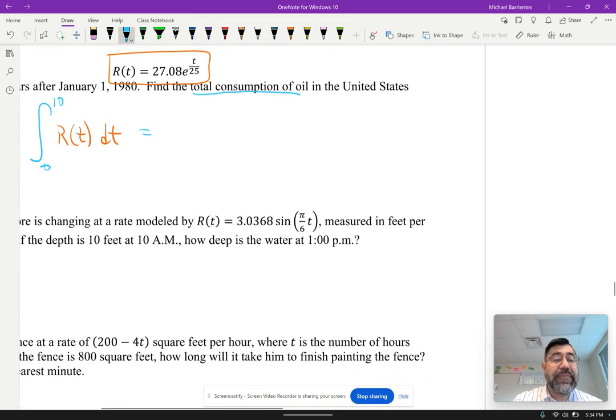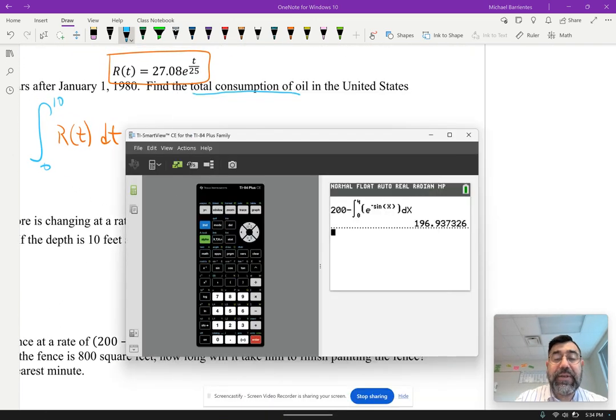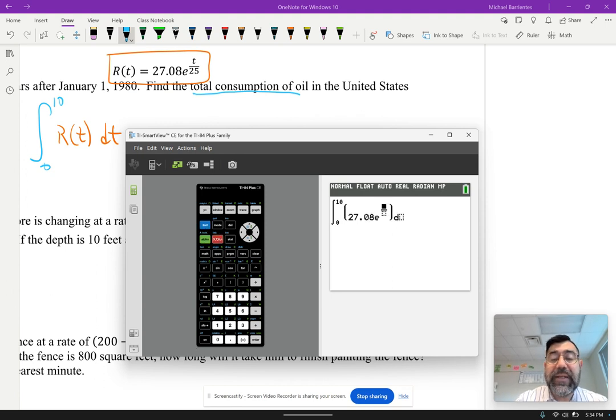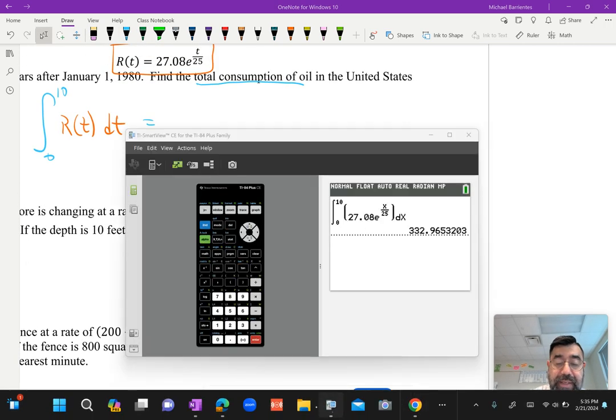So let's use a calculator to figure this out. Handy dandy calculator, help us out. So this is going to be math 9, from 0 to 10 of 27.08 e to the power of, and now I need to make a little fraction here, x over 25, dx. Oops, put it in the wrong spot. dx. I think this is it. Press enter, and we get this.